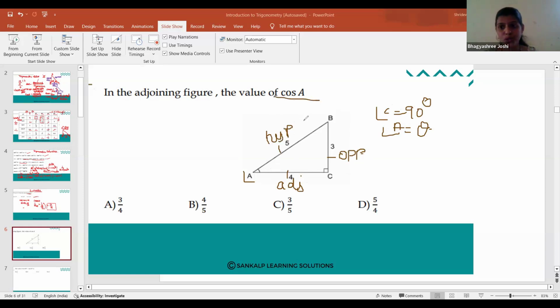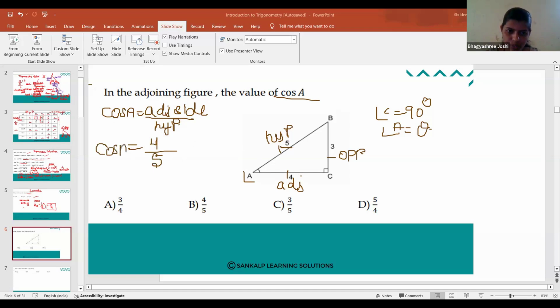So what we want is cos A. We know the cos A ratio, that is cos A is equal to adjacent side divided by hypotenuse. If you write that, you will get cos A. So what is the value of the adjacent side here? It is 4 and the value of hypotenuse is 5. So cos A value is 4 divided by 5. Is it there in the options? Yes, it is there. Therefore, option B is right. Okay. Next.